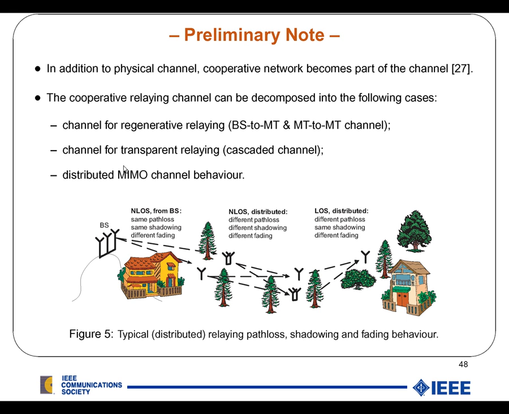The second case will be the channel for transparent relaying, which is a cascaded channel where the base station broadcasts a signal, it is being picked up by the relay, it is amplified, and then relayed to the next relay or to the destination.